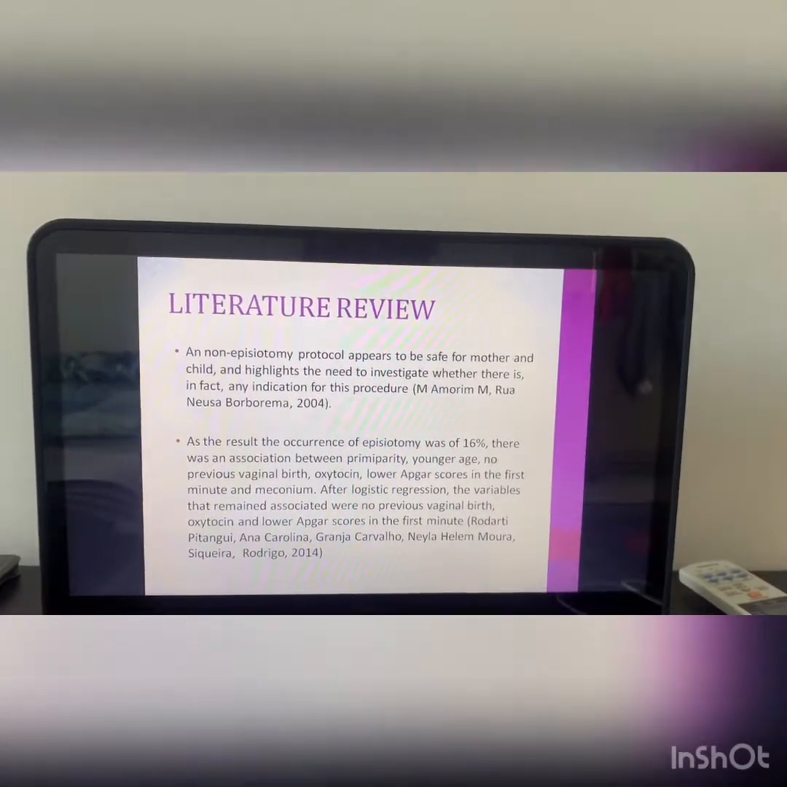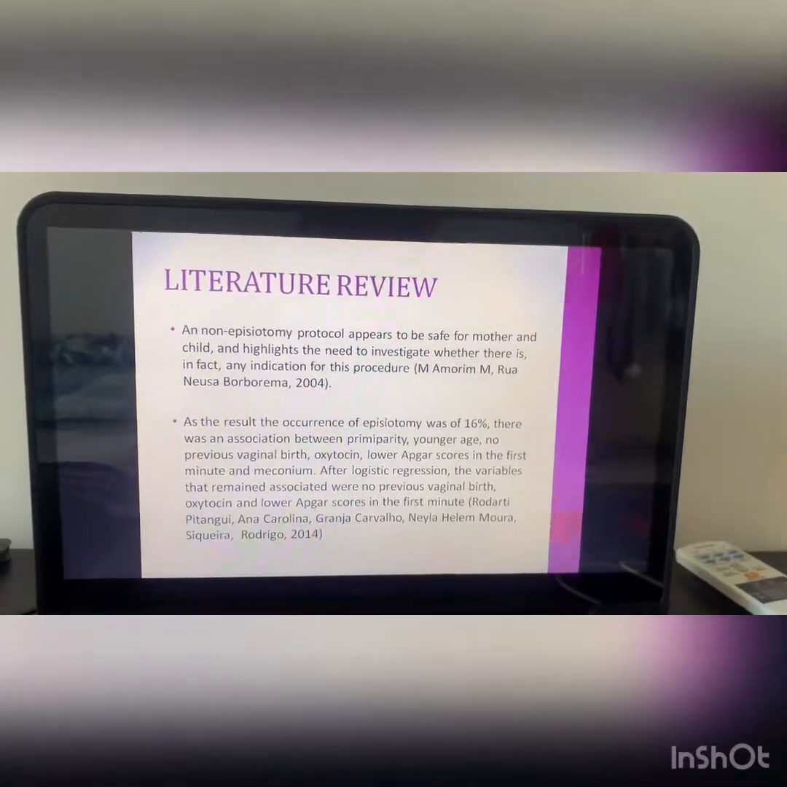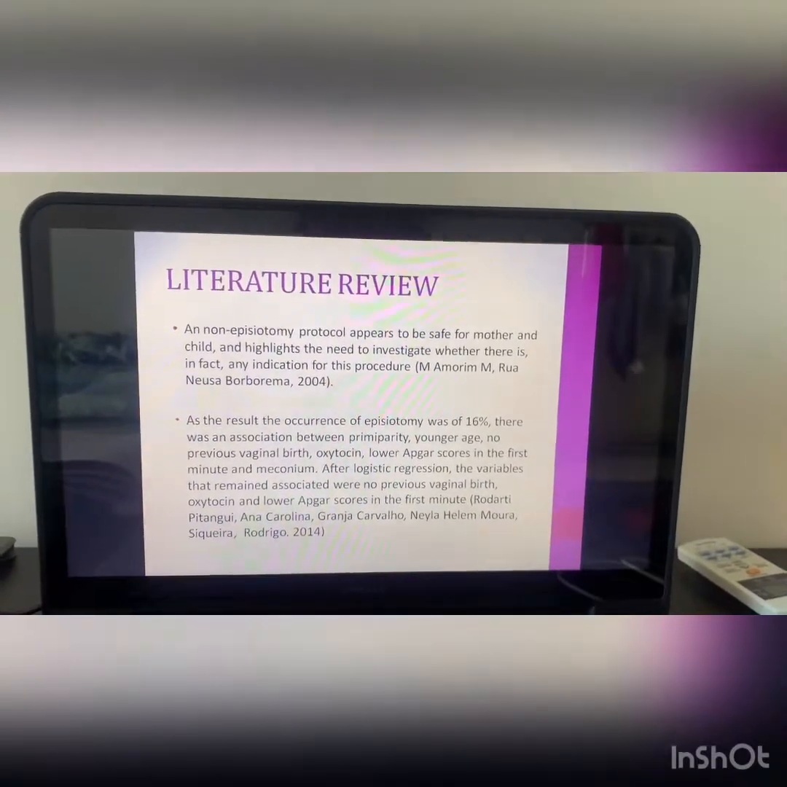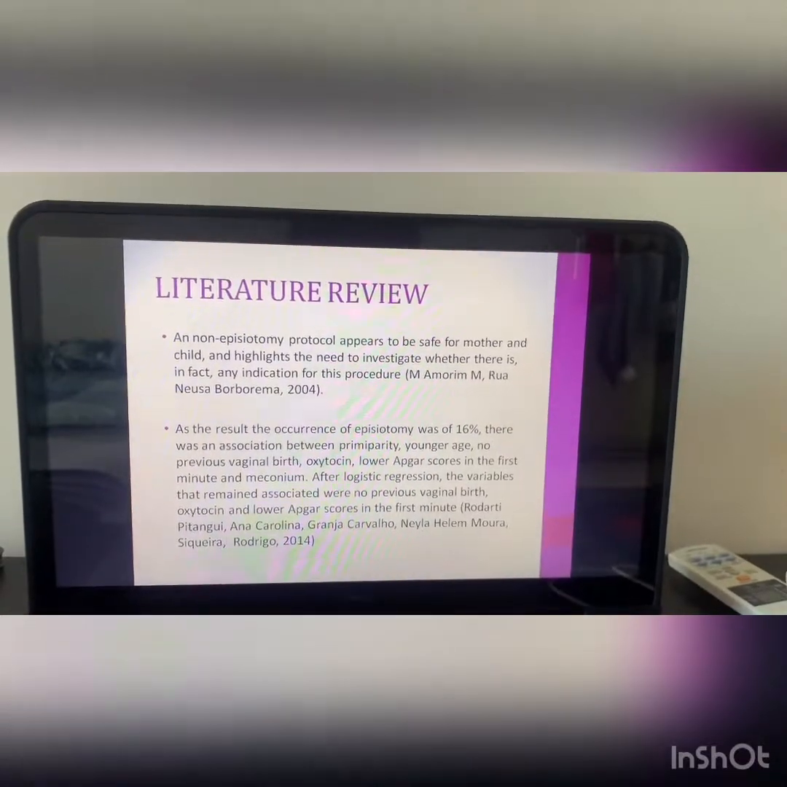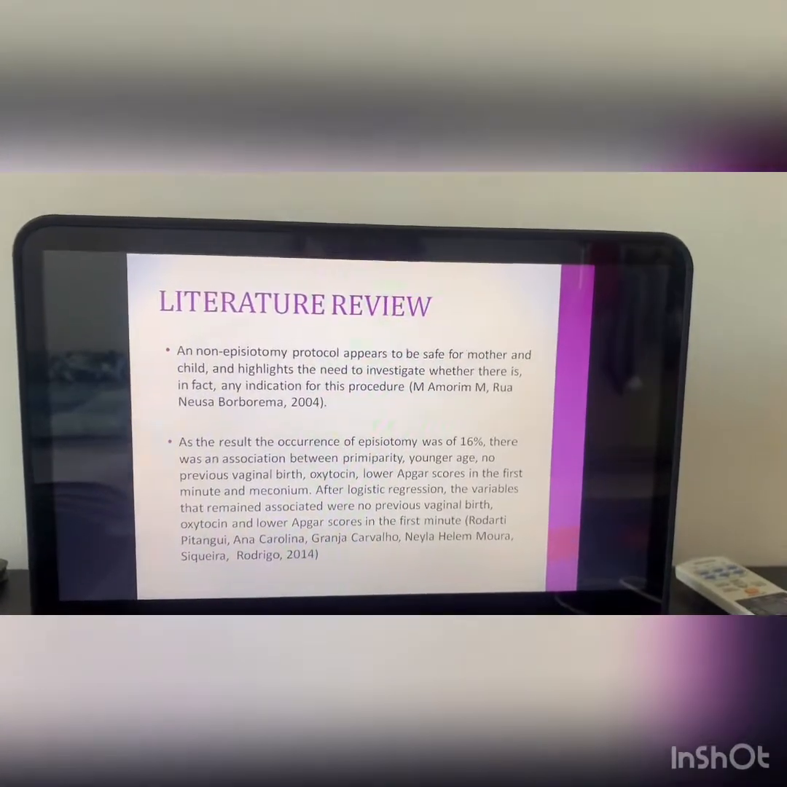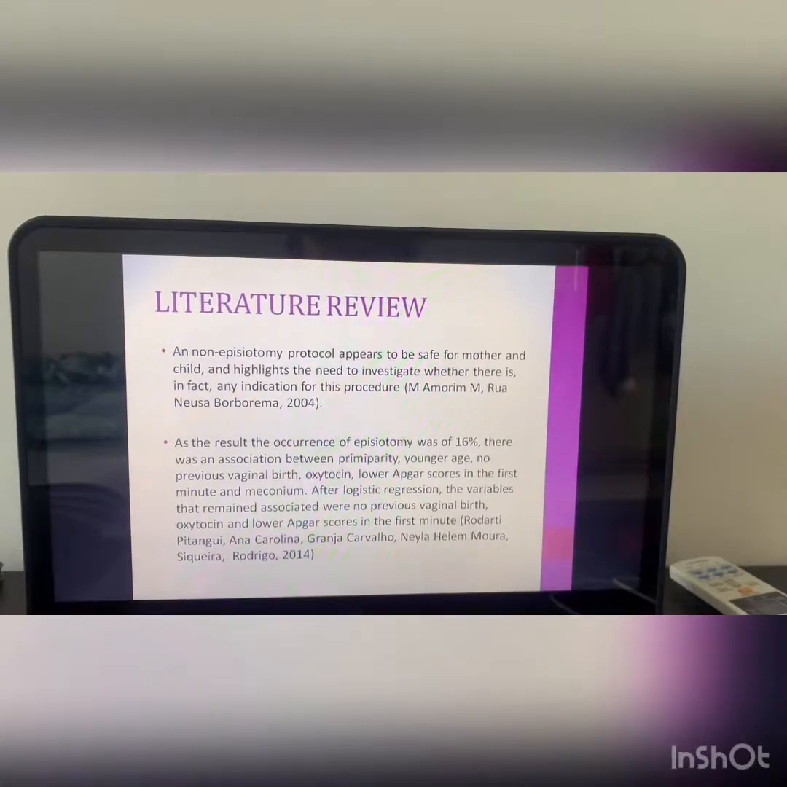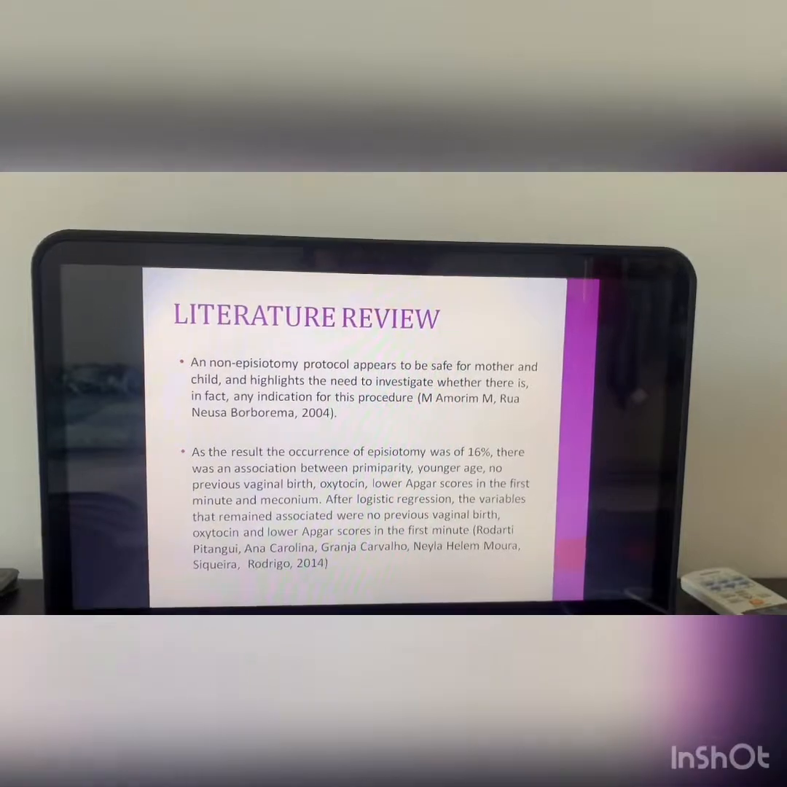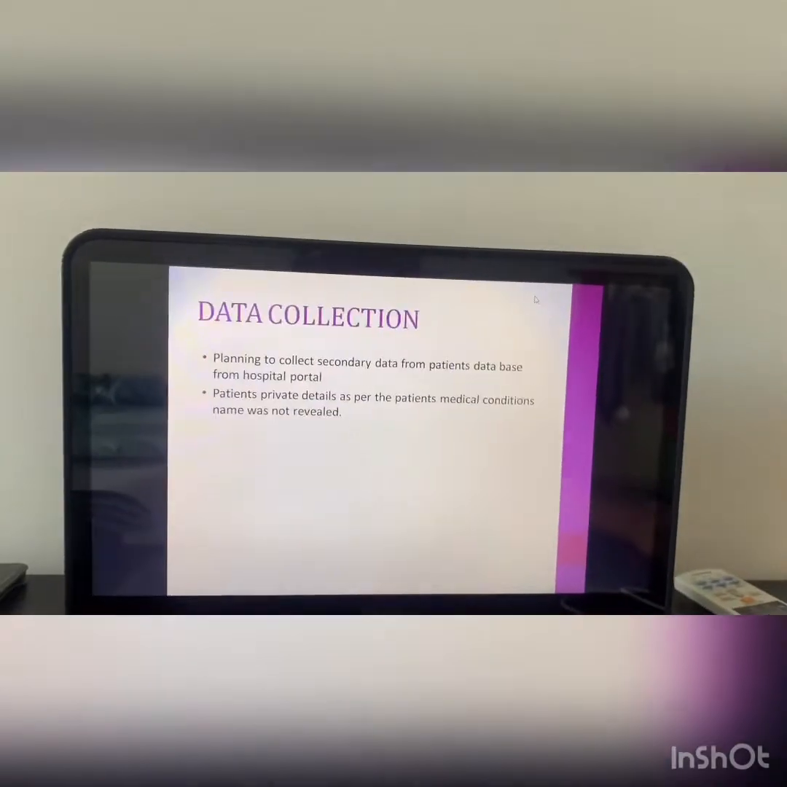16%. There was an association between primiparity, younger age, no previous vaginal birth, oxytocin, lower Apgar score in the first minute, and meconium. After logistic regression, the variables that remained associated were no previous vaginal birth, oxytocin, and lower Apgar score in the first minute. This was stated in 2014 by Rodati, Betancourt, and their colleagues.